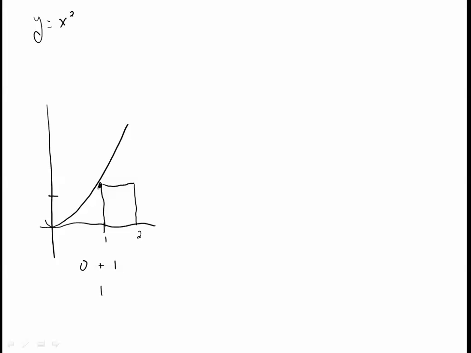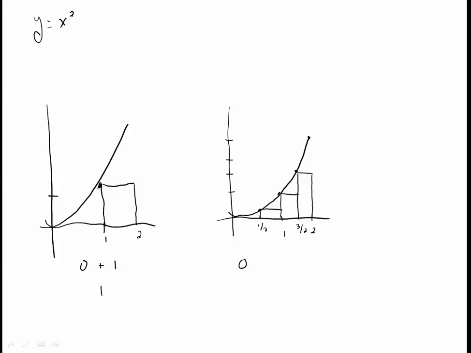We can get more accurate if we increase the number of rectangles that we're using. So it's the same thing, but this time with 4 rectangles. With the 4 rectangles, my first rectangle has an area of 0 because it is 1/2 wide and 0 high. My second rectangle has a height of 1/4 and a width of 1/2.